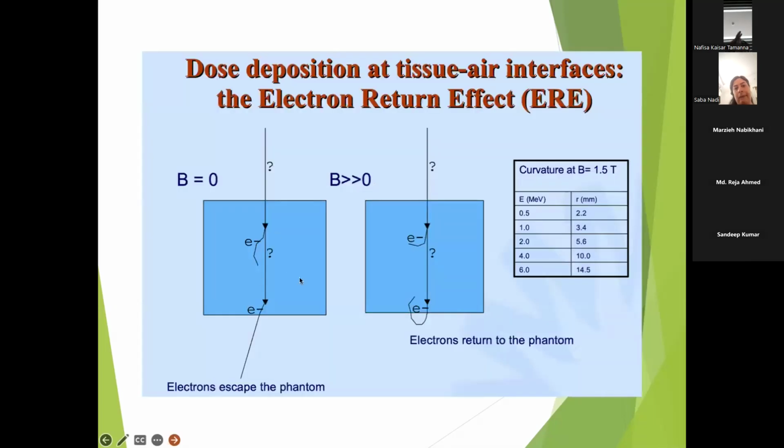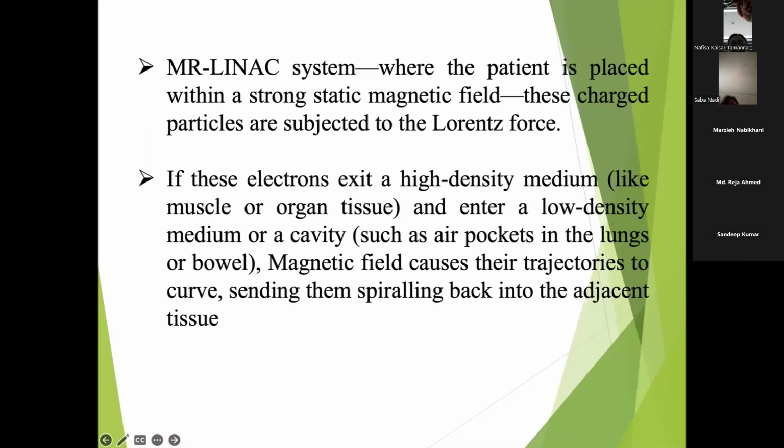Once we introduce the magnetic field, as we can see in these two figures, in the first one where the magnetic field is not applied, the electron escapes from the phantom. But in the case where the magnetic field is applied, the electron returns back to the phantom itself. So it's basically the phantom study. If we talk about the MRI linac system, where the patient is placed within a strong static magnetic field, these charged particles are subjected to the electron return effect and Lorentz force.